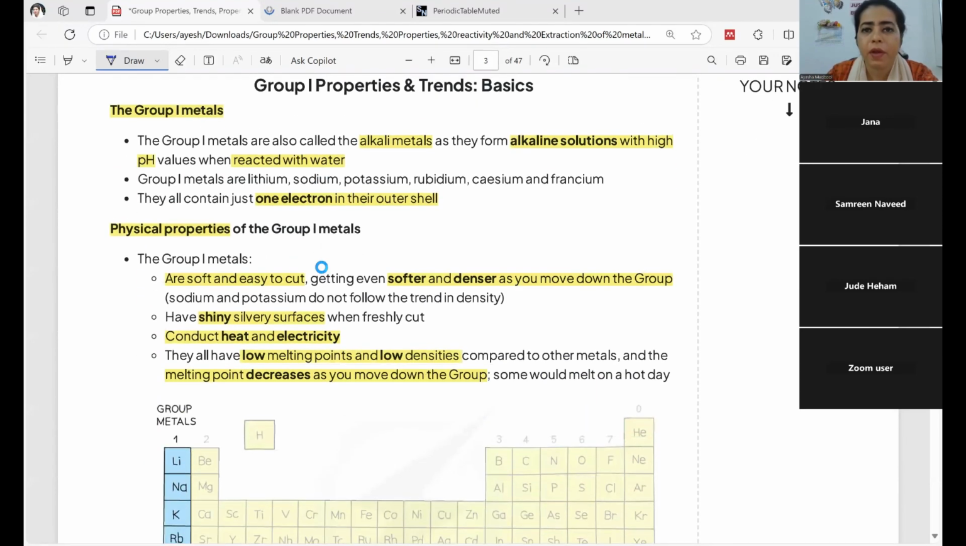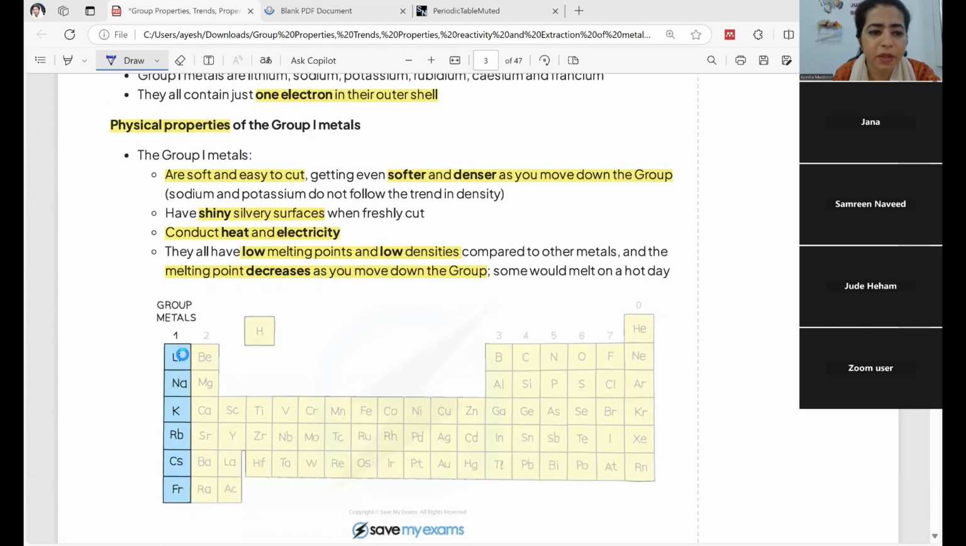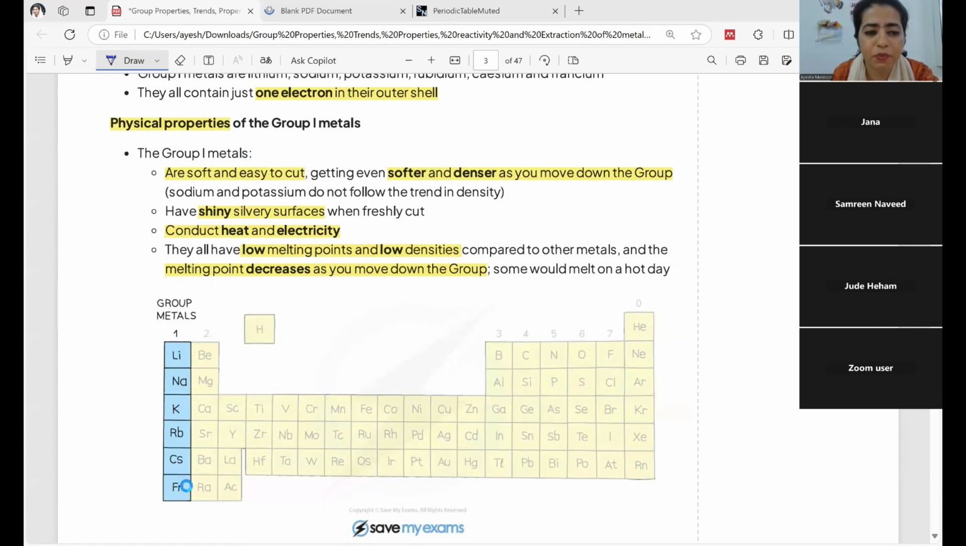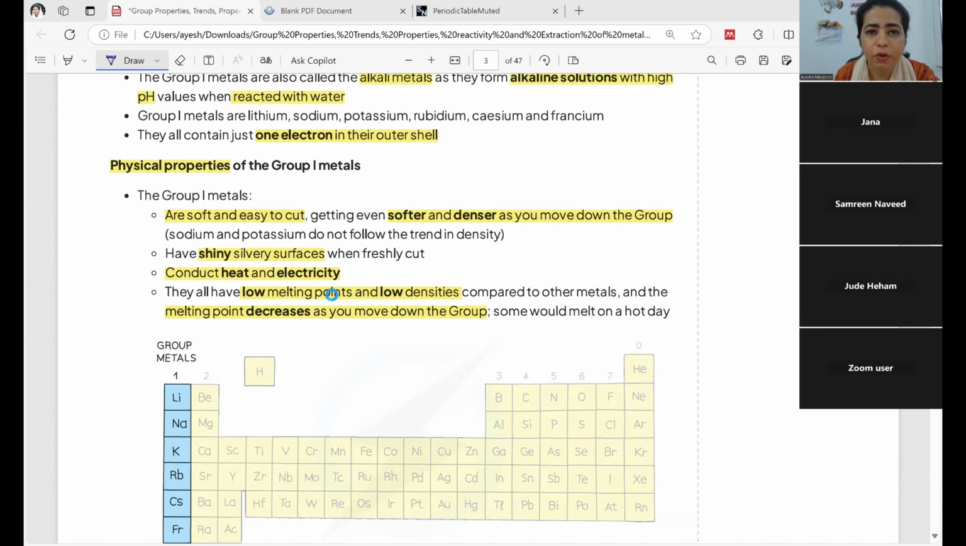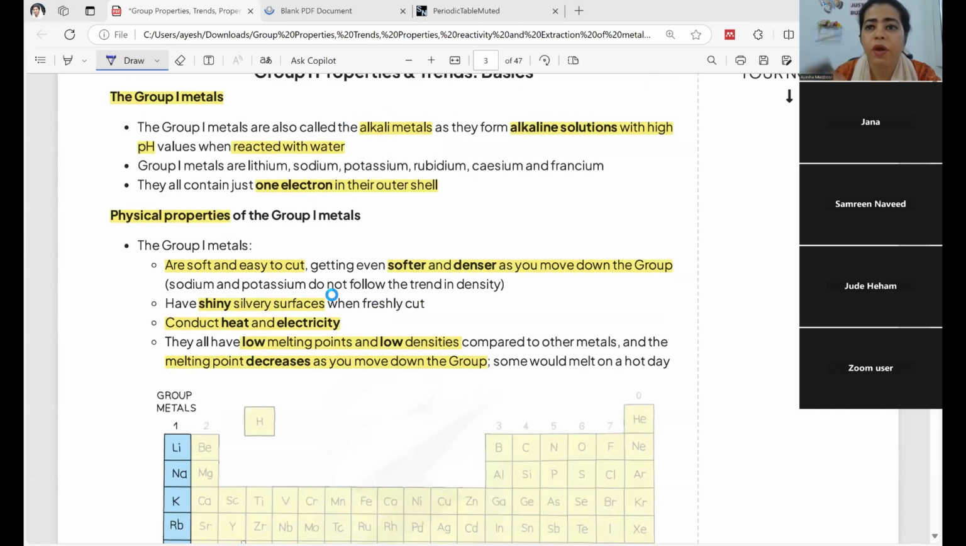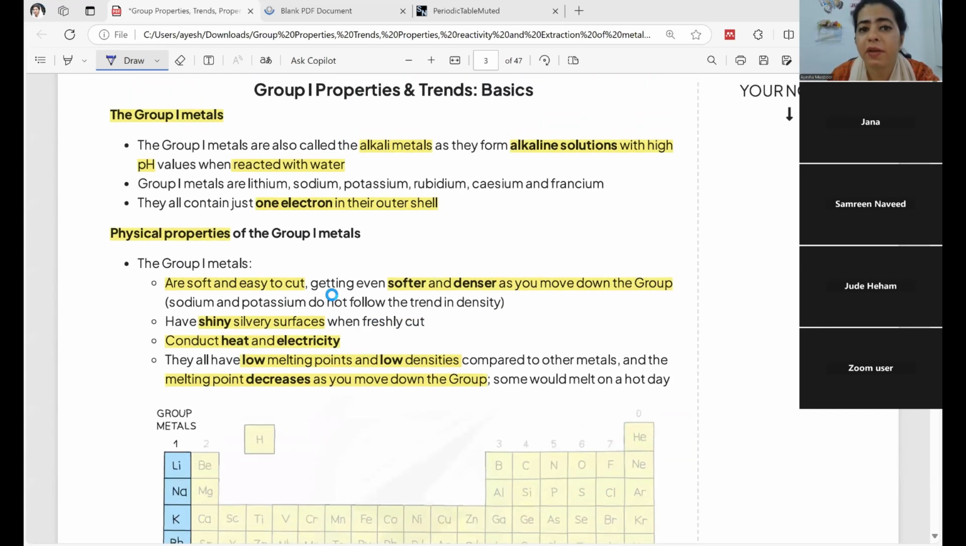So group 1, basically also known as alkali metals. We say them alkali metals. All are metals in group 1. If you see in the periodic table, starting with Li till Fr: lithium, sodium, potassium, rubidium, cesium, and francium. All these are group 1 metals. Okay, why do we say them group 1 metals? We already know about this because of outer electrons in the shell. They all have just one electron in their outer shell.